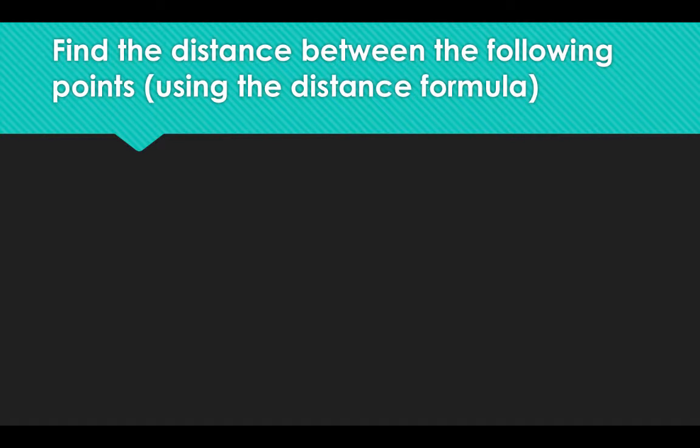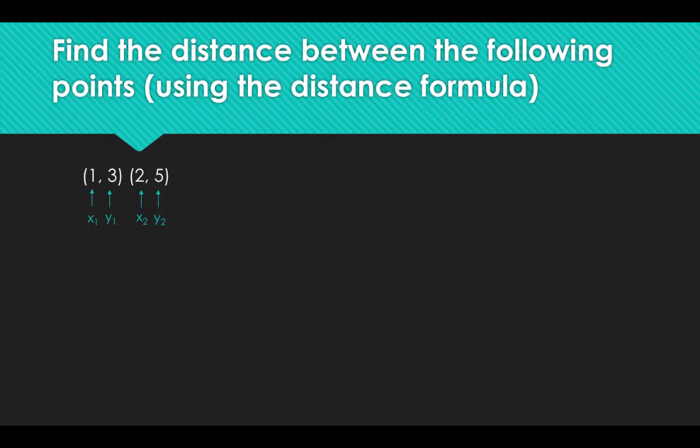So let's try this out. Let's see if we can get it to work out. Let's go ahead and find the distance between the points 1, 3 and 2, 5. Well, before we do anything with our formula, let's make sure we have our points labeled correctly. 1 would be the x1 because it's the first x. 3 would be y1 because it's the first y. 2 is x2 because it's the second x. And 5 is y2 because it's the second y.